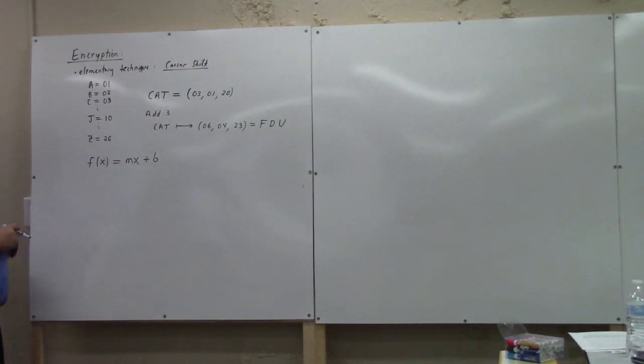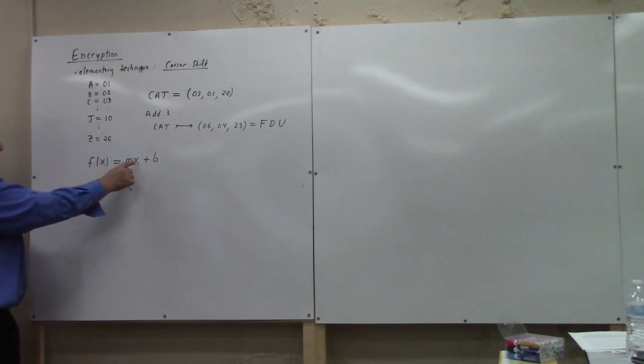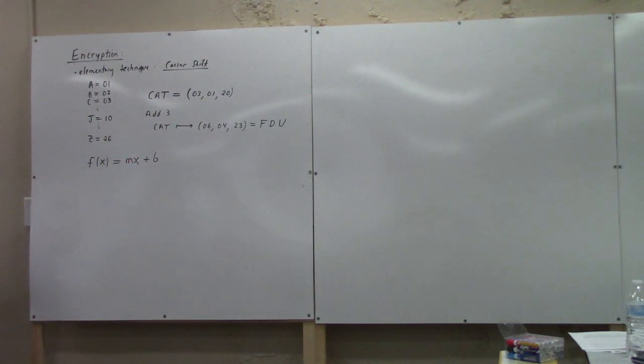I tell you what one 3-letter string maps to another 3-letter string, and that's enough information to fix the values for M and B. It's like point-slope. Essentially, I'm giving you enough data to fix that. That's a little more complicated than a simple shift.